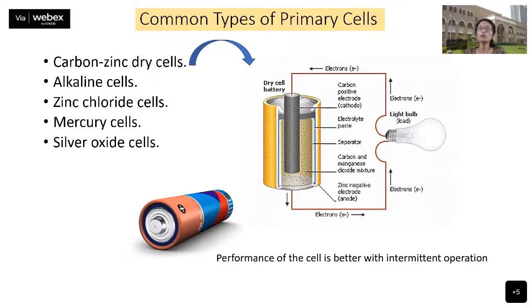So there are various common types of primary cells. A few I have discussed over here. There is a carbon zinc dry cell. Then you have alkaline cells. You have zinc chloride cells, mercury cells, silver oxide cells. So how are these cells?